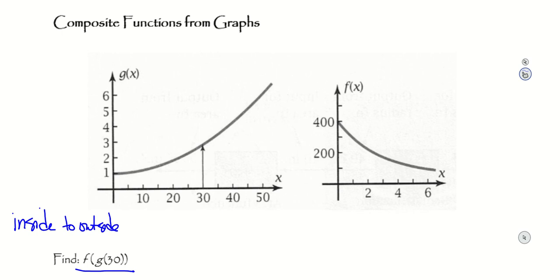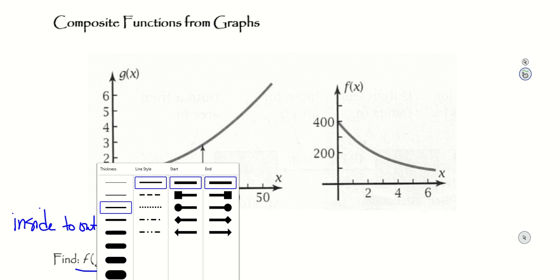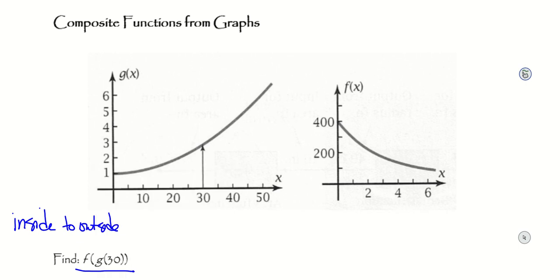So when I evaluate this function, I'm going to start with the inner part of that function. I want to find g of 30. Well, here is my graph of g. So I can find g of 30 by starting with 30. Here's 30 as my input for g, right? Taking a vertical line to my graph, and from that point on my graph, taking a horizontal line to the g-axis, and I would estimate that's about 2.5.